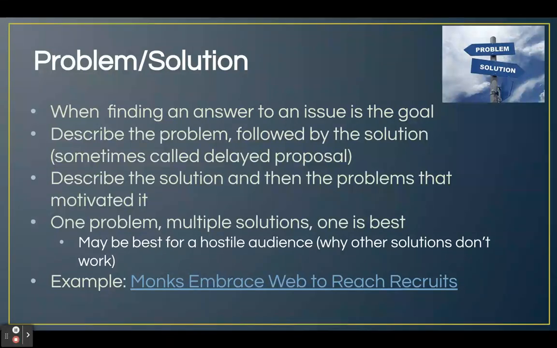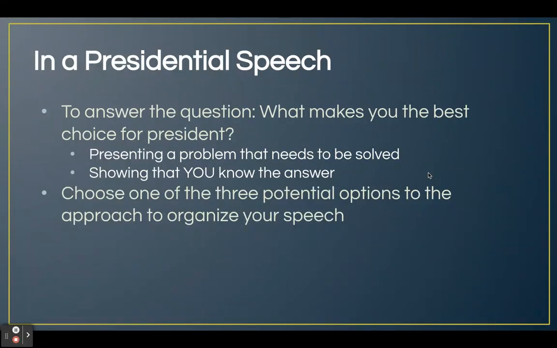You can also describe one problem, provide multiple solutions for that problem, and then say why your one solution is the best. This works well when there are multiple solutions from different people, and you want to knock it down to the one that's yours and explain why other solutions don't work. In this presentation, by the way, you can find links to some different examples of writings for that, but they're not presidential campaign speeches.